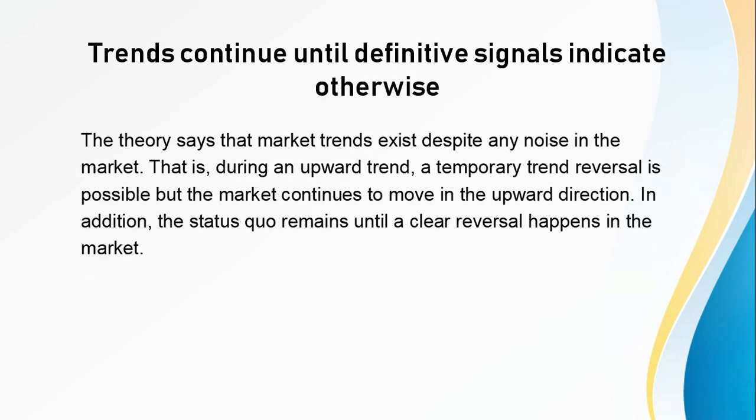Now, the last principle is that trends will continue until definitive signals indicate otherwise. The theory says that the market trends exist despite any noise in the market. That is, during an upward trend, a temporary trend reversal is possible, but the market continues to move in the upward direction. In addition, the status quo remains until a clear reversal happens in the market.